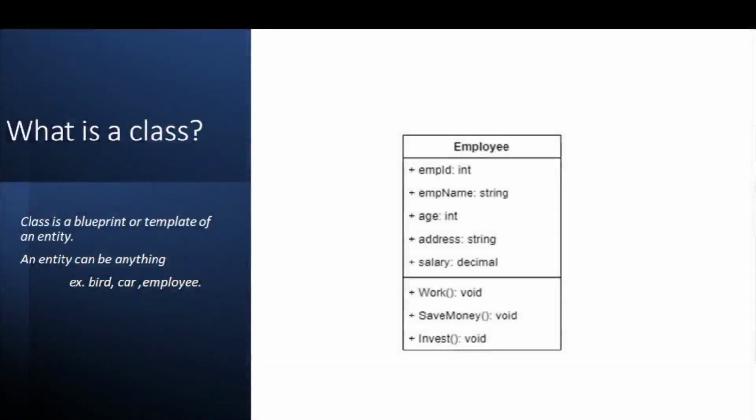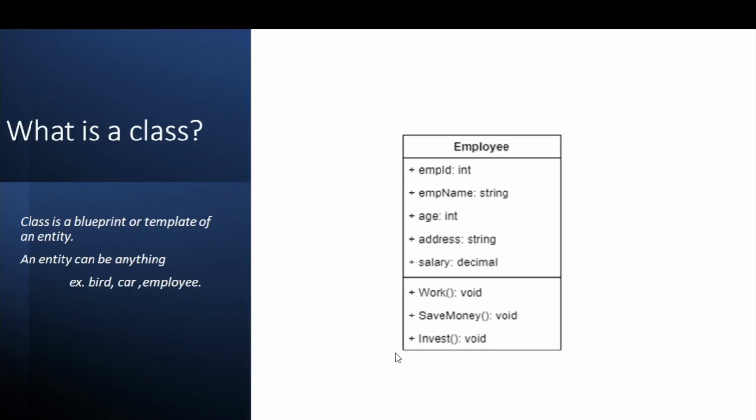What is class? Class is nothing but a blueprint or a template of an entity. In real world, an entity can be anything or any specific object like a bird, car, employee, human. For instance, I've taken employee as a class, and employee has something and it does something. Whatever he has is property, or you can say it is field, and whatever he does is the method. Here, employee ID, employee name, age, address, salary, these are all properties that employee has, and the work, save money, invest, these are the methods that employee does.